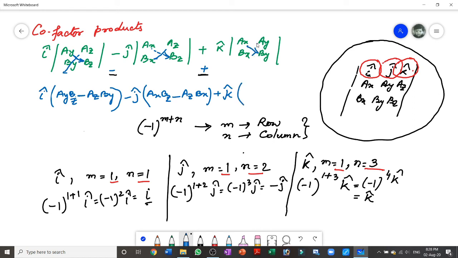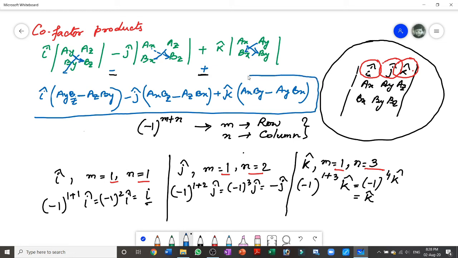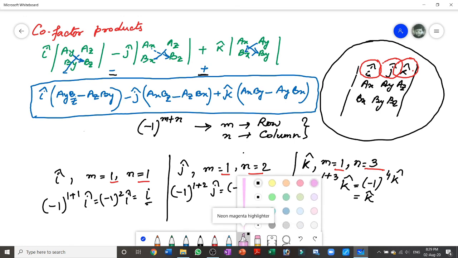Again the same trick, do it: ax by, ay. So this is the formula. Just remember this formula. You can easily find out the cross product of any vectors. Always try to remember this formula.